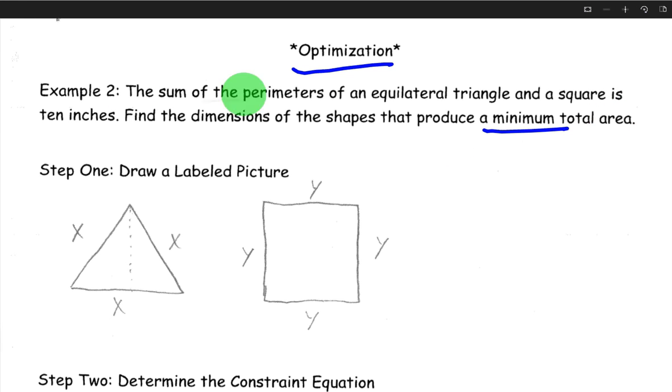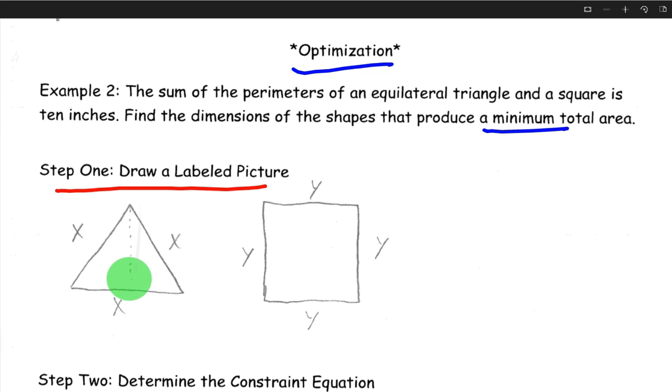Well, let's read the question one more time. The sum of the perimeters of an equilateral triangle and a square is 10 inches. So for step 1, let's just go ahead and draw our equilateral triangle. We know then that all three sides must be x because it's equilateral. And that's pretty much it for now.